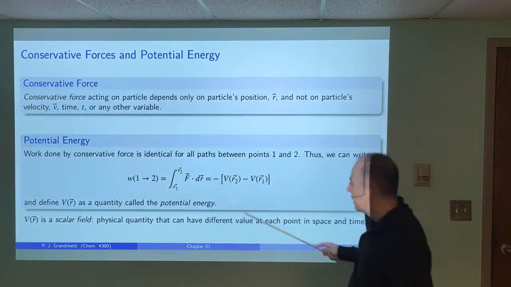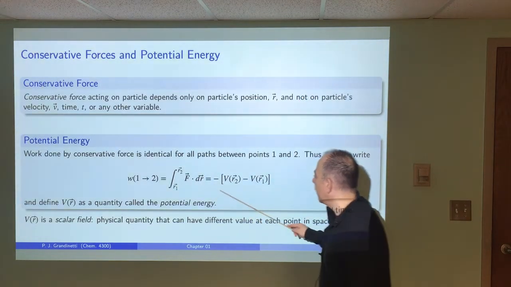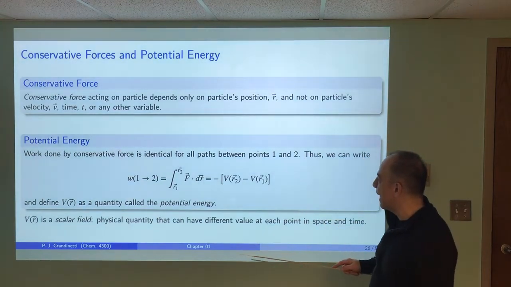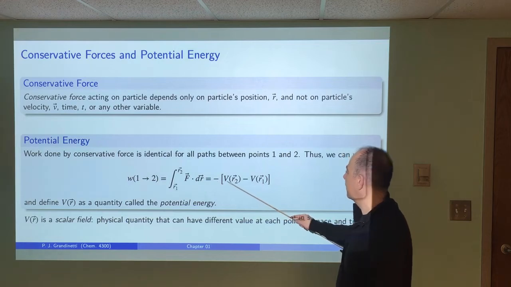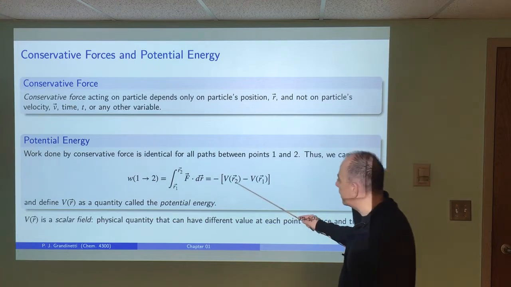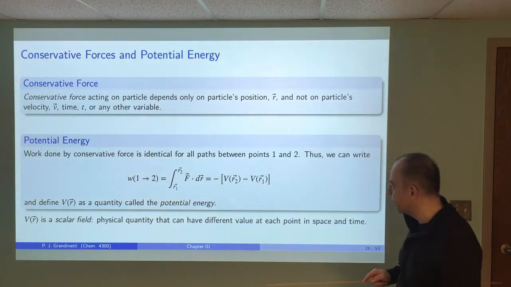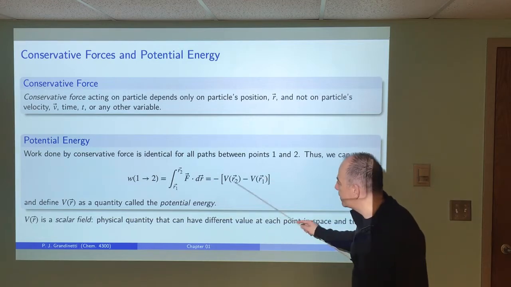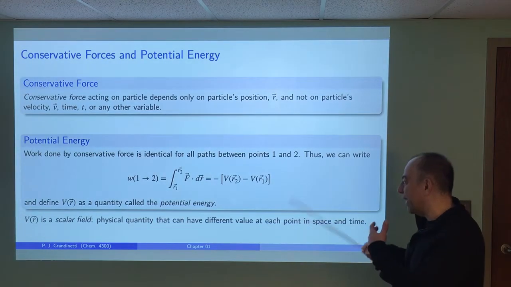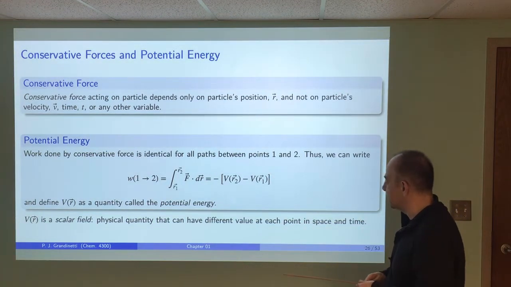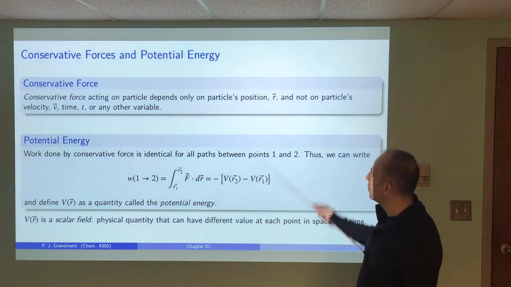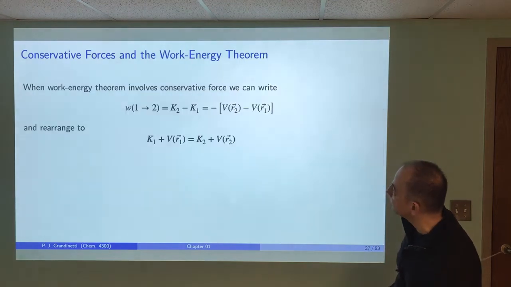between 2 points. That means that this integral evaluates simply to the difference between 2 scalar quantities. The way I've written this is negative V of R2 minus V of R1. And this quantity has a name. We call this the potential energy. So the way this is written, this potential energy is what's called a scalar field. It's a physical quantity that can have different values at different points in space and time. This is a result of our force being conservative and depending only on the particle's position.